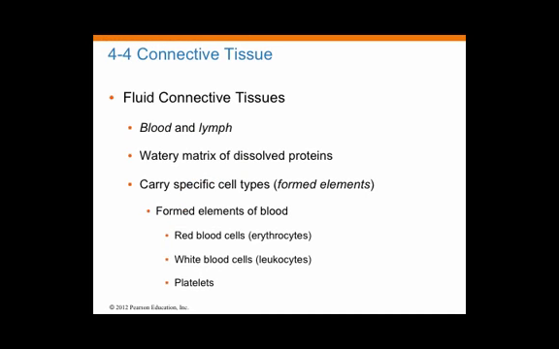Fluid connective tissue is the second category of connective tissue. Although it can be difficult to visualize fluids as a connective tissue, which is true in the sense that they are not adding much in the way of physical connection between tissues, physiologically they do provide an important connection. The components of fluid connective tissue are blood and lymph. Blood and lymph are involved in transport and body defense.